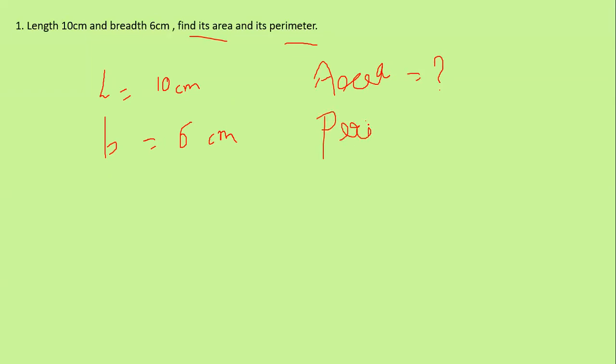तो इस क्वेश्चन में दिया क्या गया है? इस क्वेश्चन में मेरे पास लेंथ एंड ब्रेथ दिया गया है. So with the help of this I have to find the area and perimeter. ठीक है, so let's see.